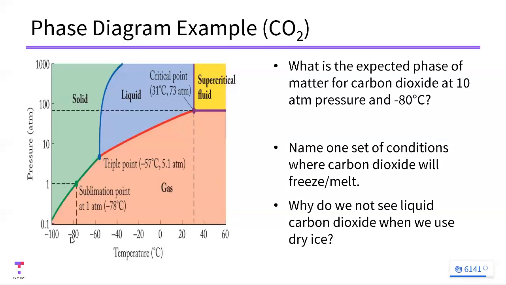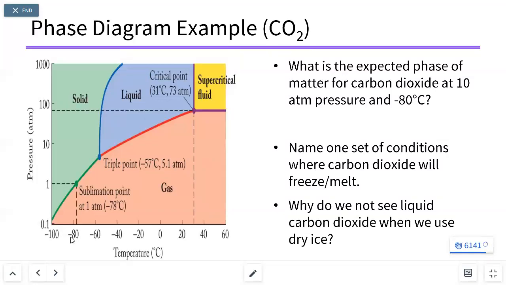So here's an example. Here I have the phase diagram of carbon dioxide. In this phase diagram, I can see I've got the solid region here where we have high pressures. I have the gas region over here where we have high temperatures. I've got the liquid region in between. And here after the critical point, we have supercritical fluid.